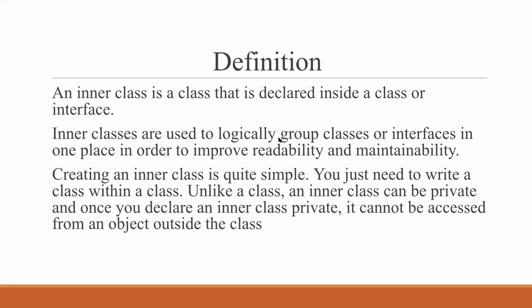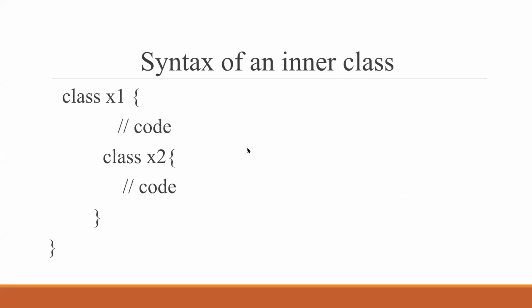So this is the syntax of an inner class. This is just simple, just to illustrate. You have class X1, which is an outer class. Then you can put, where you see this comment-like code, because I understand by now that when you see those double slashes, you understand that it's a comment, they're telling you that you can declare variables, whether instance or static.